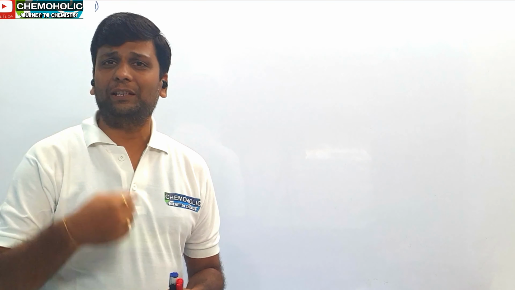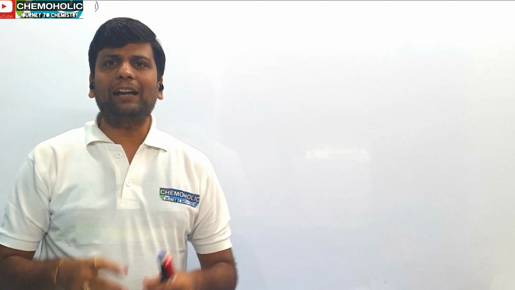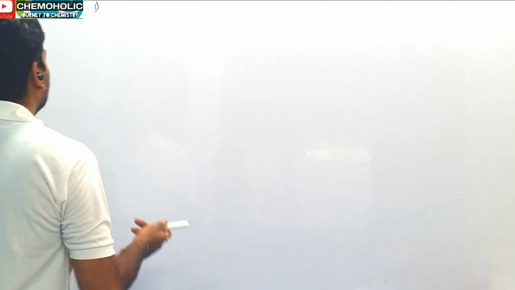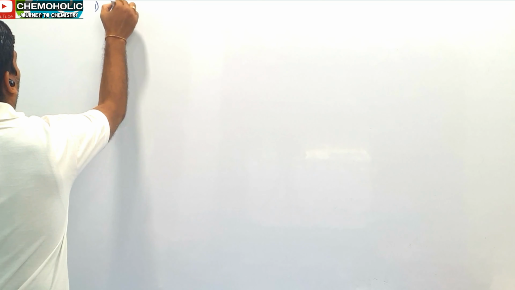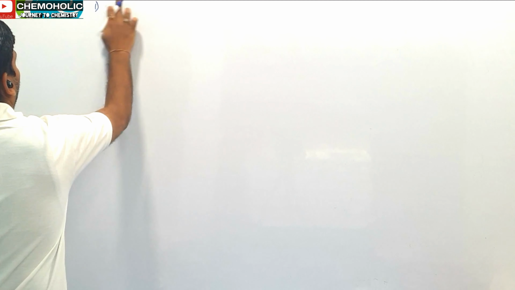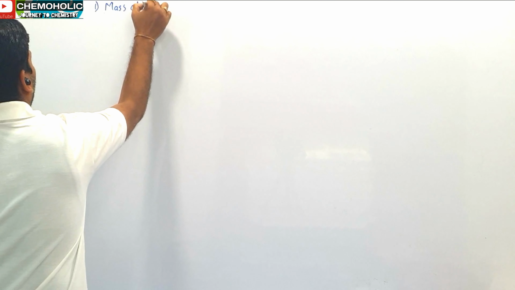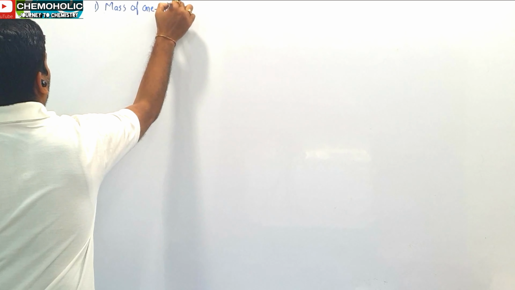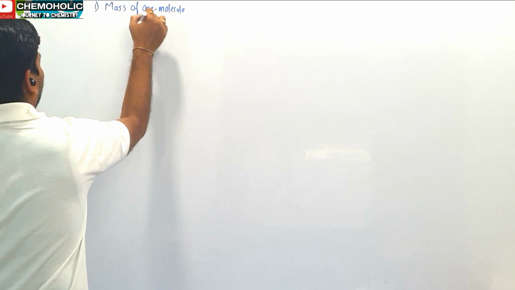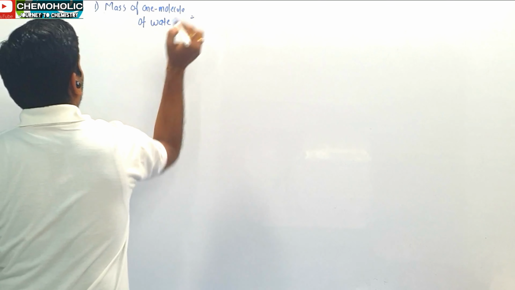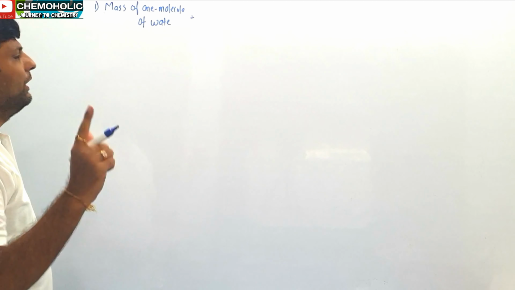How to find the number of atoms, how to find the number of molecules, how to find the mass of one atom, how to find the mass of one molecule. In that video, I have given you one formula. And of course, that formula is: mass of 1 molecule of water or 1 atom of any substance is equal to 1 molecule mass.